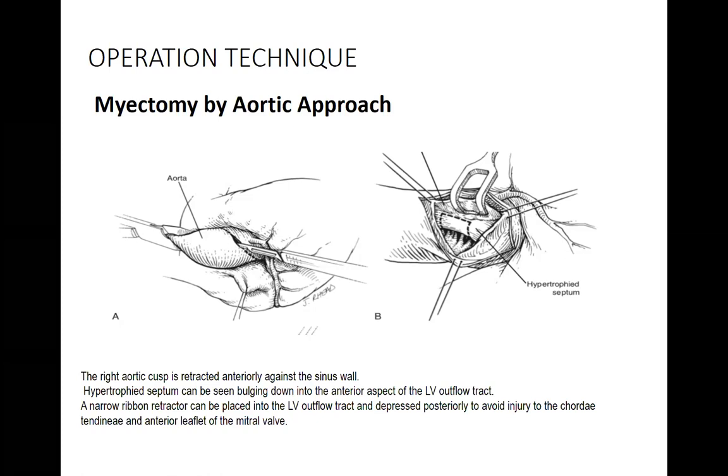Then what do you do? You assess the thickness, right? This has to be determined preoperatively. Let's say your thickness is 25 millimeters and you want to make it 10 millimeters. So you have to cut up to 15 millimeters. Okay.